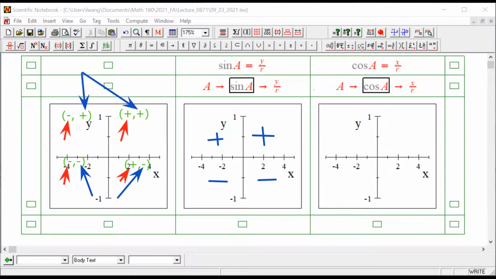Right? So what will be the sign of cosine in the first quadrant? Well, in the first quadrant, x is positive, therefore this is positive. In the second quadrant, x is negative, therefore cosine is going to be negative. In the third quadrant, x is negative, therefore this is going to be negative. In the fourth quadrant, x is positive, therefore that's positive. You guys follow me?